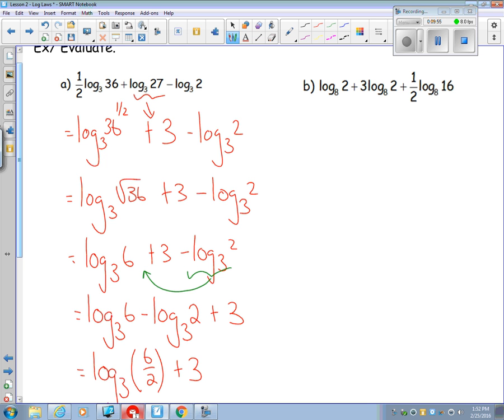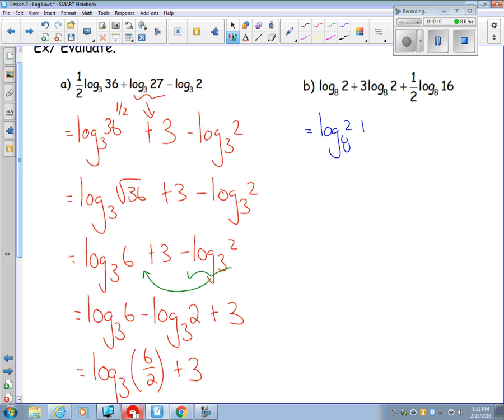Let's try the next one. 8 to the power of something makes 2. No. Or the next one. And 8 to the power of something definitely doesn't make 16. So I need to change these forms somewhat. Now I notice I got some numbers in front of logs, so let's fix that first.